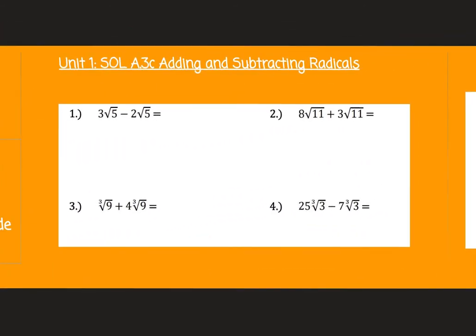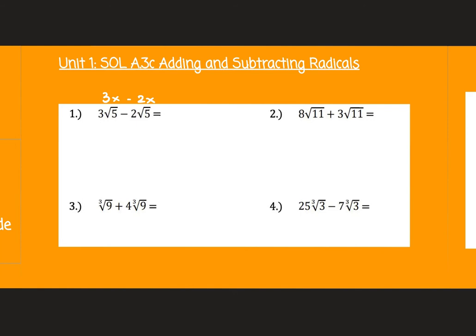All right, looking at number 1, I have 3 times the square root of 5 minus 2 times the square root of 5. We treat our radicals just as if we were talking about variables. So for this example, it'd be the same as if I just had 3x minus 2x. Instead of having just a variable, I actually have my radical with my radicand. We can see that both of these radicals have a radicand, or the number underneath the radical, of 5. Since they are both the same, I just simply subtract my coefficients.